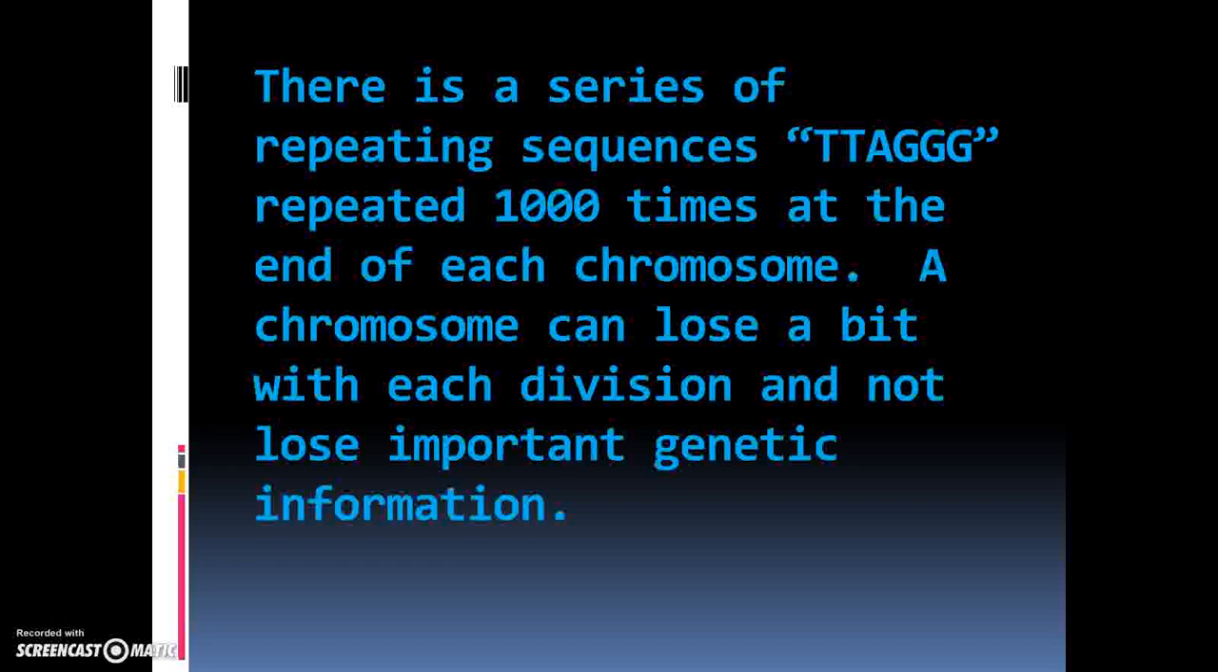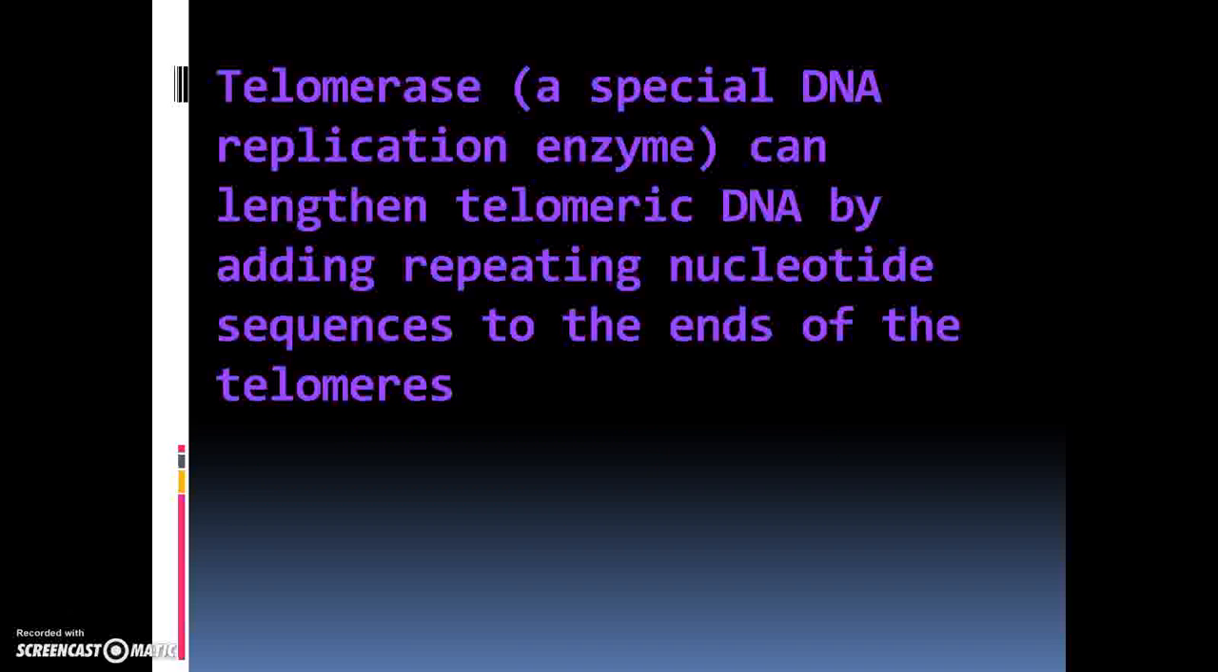Okay, so most of the time, we're going to lose some of our telomere every time we divide. But sometimes we have an enzyme called telomerase that can add DNA to our telomeres. Okay, so it's going to lengthen telomeric DNA by adding more of those repeated sequences to the ends. Because normally, if we don't have telomerase, eventually we're going to run out of telomeres, and then you're going to start losing DNA that is important, that codes for things.